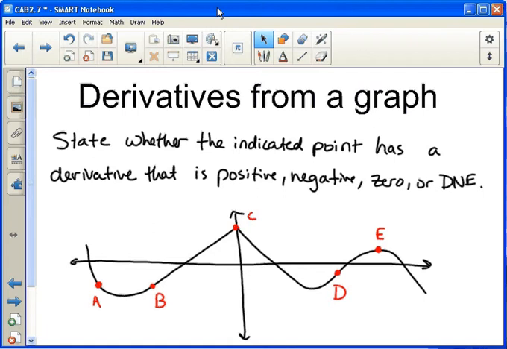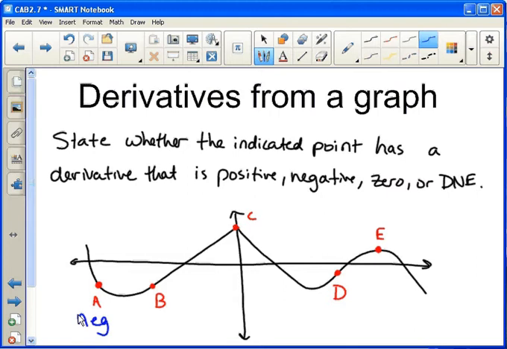So as we look at these points on this graph and try to determine if the derivative is positive, negative, 0, or does not exist, what we're really wanting to know is information about the slope. So as you look at point A, think about the slope at that point. Well, at A, we're on a decreasing part of the line, and if we're decreasing, then the slope has to be negative. So that means that the derivative at A would also be negative.